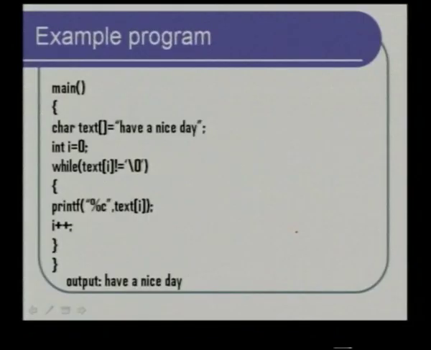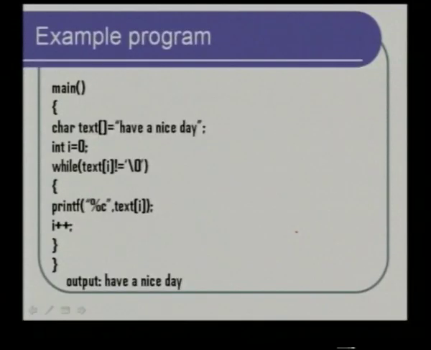So, this is an example program using strings. I have the main function and character text. This is the way to declare an array and I am initializing the value. The value of this array is 'have a nice day' and I am having an integer variable i. The purpose of this program is to display this character array. So, how am I going to display it? While text of i, starting from the first character of the array, is not equal to null.